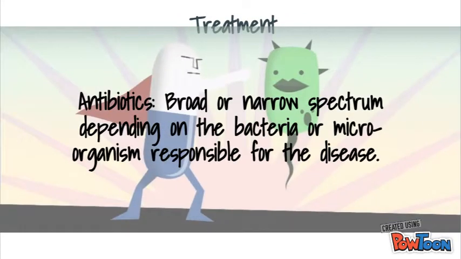Treatment of pneumonia depends on the type and severity of the disease. Antibiotics are commonly given to fight the infective agents that cause bacterial pneumonia. The antibiotics may be broad or narrow spectrum depending on which bacteria is responsible for the disease. Some of the drugs used are penicillin, cephalosporin, and tobramycin.